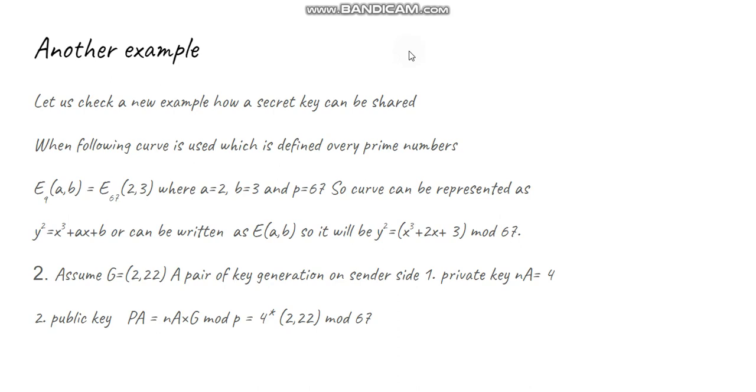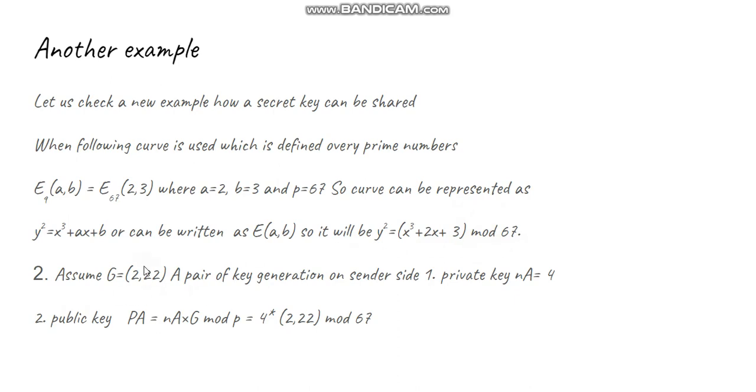So let us check how a key can be shared with the help of this algorithm. This example is different. Here the elliptic curve is defined over a modulo multiplicative group, which is defined over a prime number. So this is the equation of the curve. Here you can see A is equal to 2, B is equal to 3, P is equal to 7. So this will be the equation, right? Here we will apply all those operations under modulo operation.